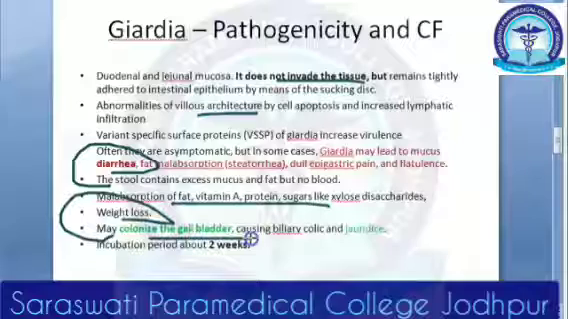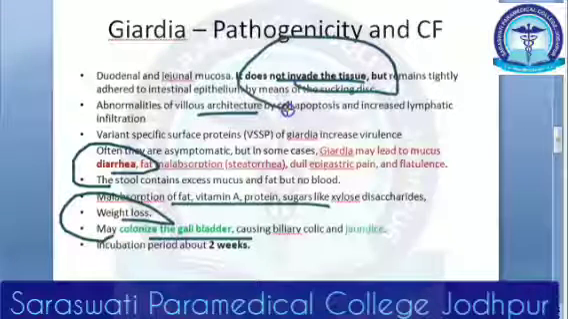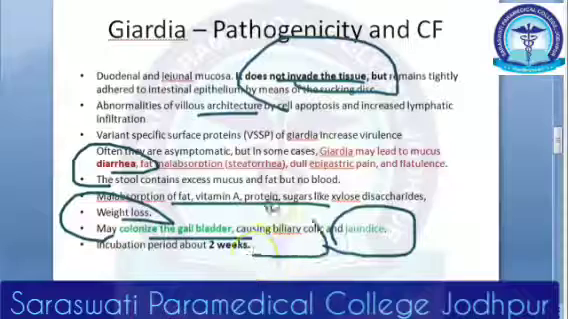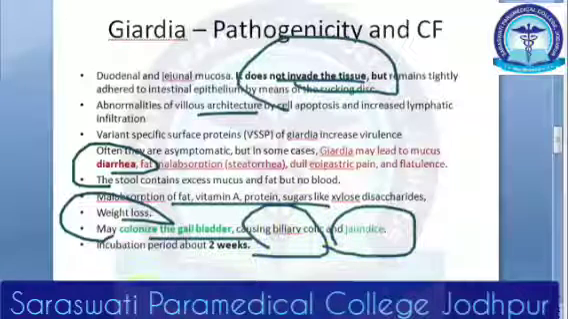They are malnourished. Sometimes these Giardia can go to the gallbladder. Actually, they said here it will not invade, so I don't know how it reached the gallbladder, but it will reach the gallbladder and it can cause biliary colic and jaundice. Some surface antigen gives the virulence for this Giardia lamblia.